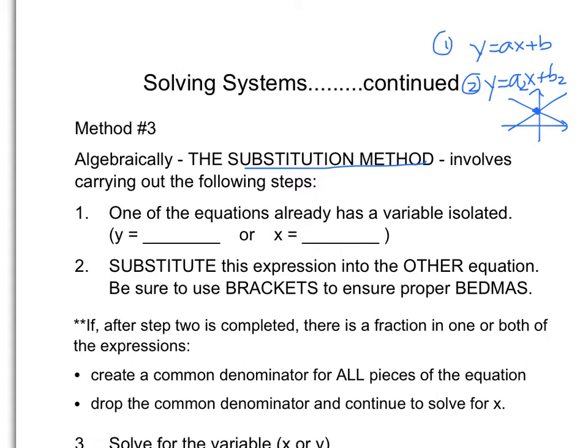So the first thing, when we are using the substitution method, you're going to have two equations, and one of them will already be isolated for y, or it could be isolated for x. So you will have one equation that might be y equals ax plus b. Remember, the a and b would have numbers in them, and you'd have your equation for x, which could be, for example, 3y minus 9, just for example. One of them will be isolated for x or for y.